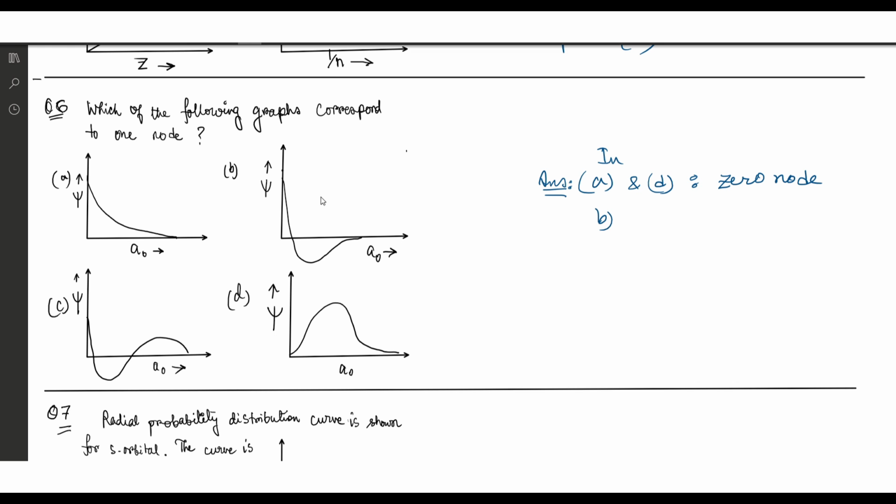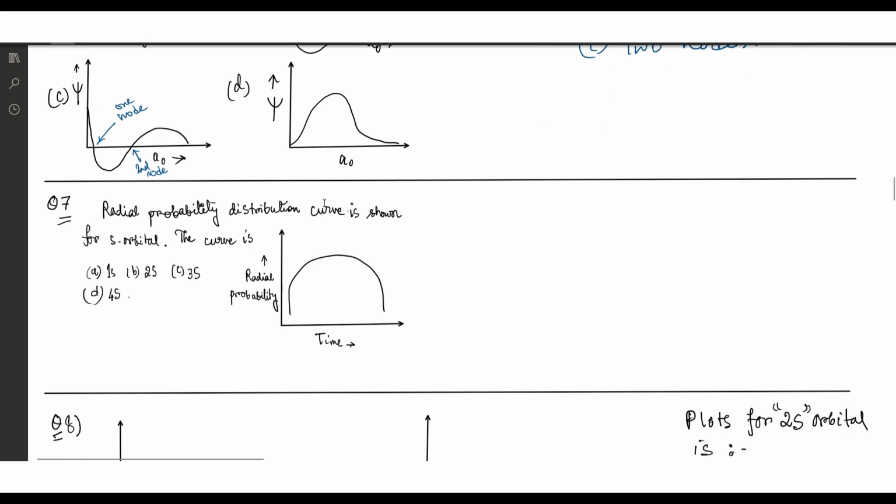And in option B, one node here, right? One node. And in option C there are two nodes. Why? Here is one node, here is the second node. So in option C, two nodes. Okay, here is a very simple problem.